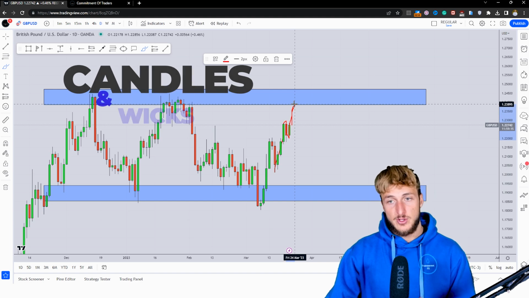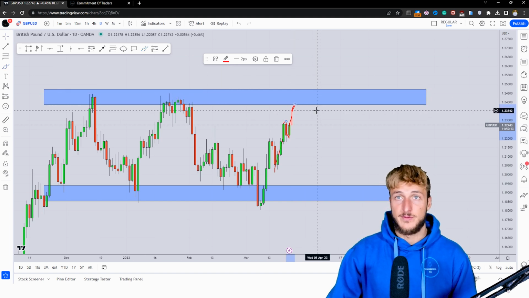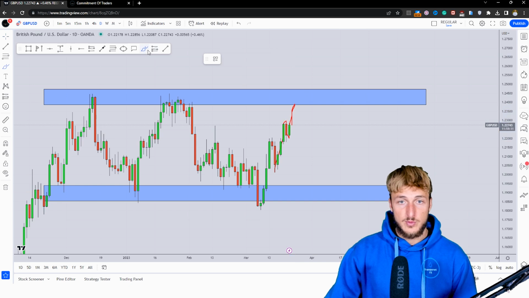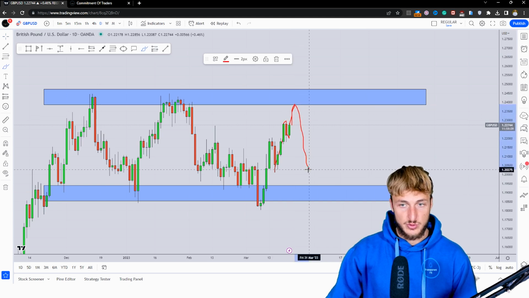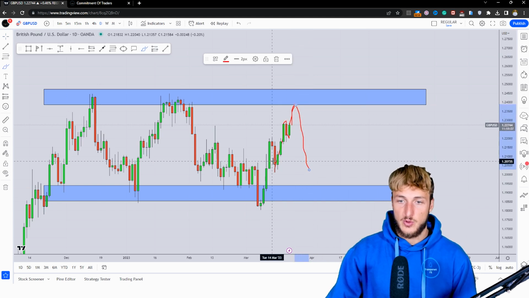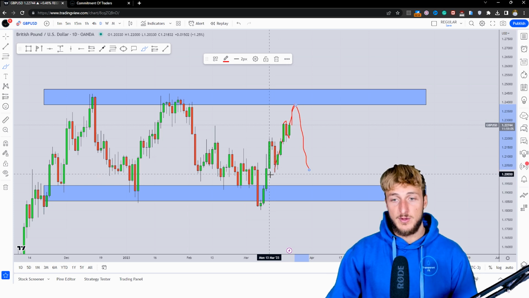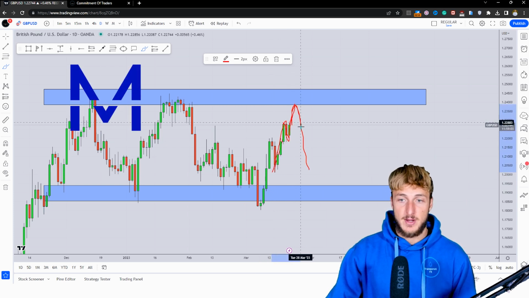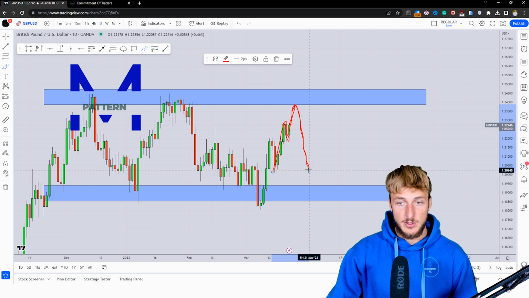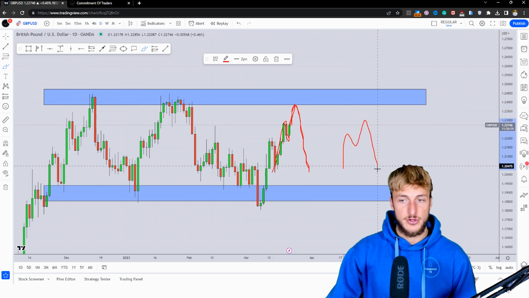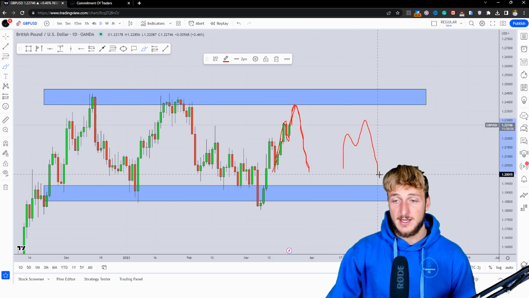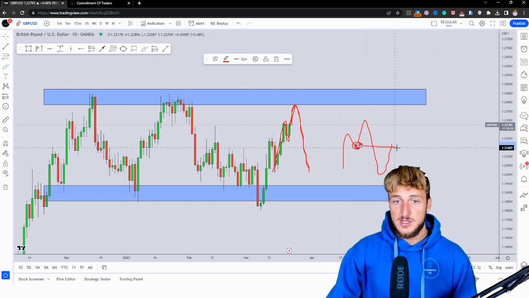Now, this continuation would go and test the top of the range. And from here, there is a good probability that we will see a potential rejection to the downside. Now, if the market actually creates that move, the pattern that would be forming is the M pattern here on the daily time frame. And in general, after the creation of an M pattern, what we could expect is a good probability of seeing a rejection to the upside for the potential completion of the M pattern at the neckline, which is the previous support turned resistance.